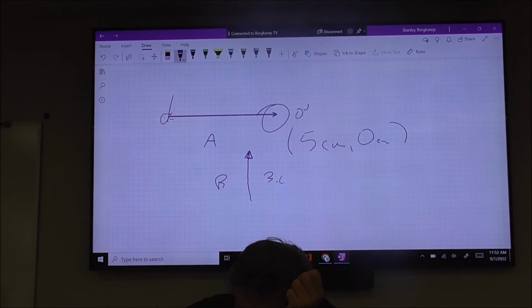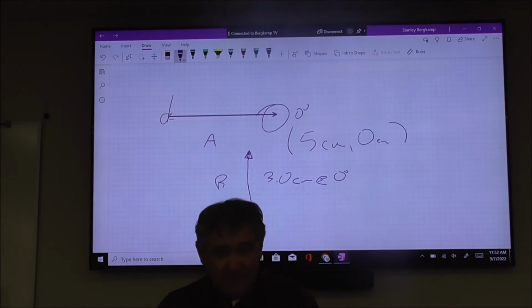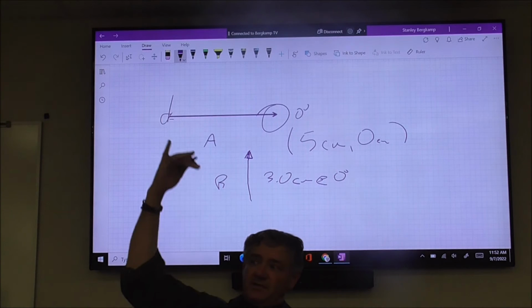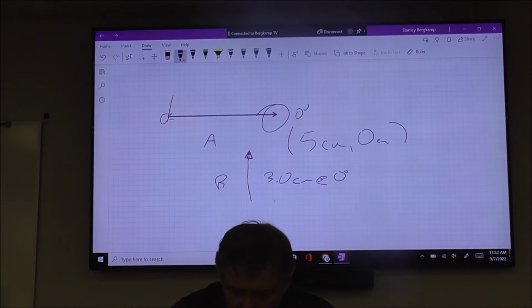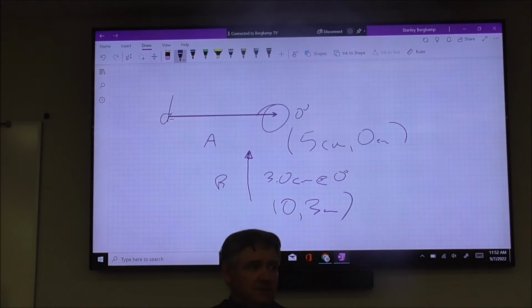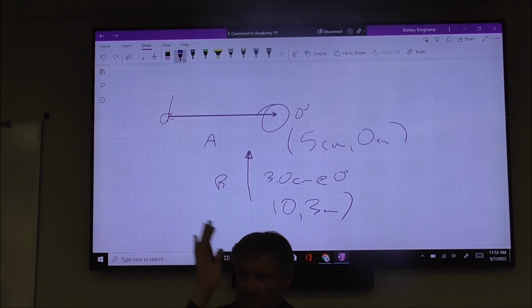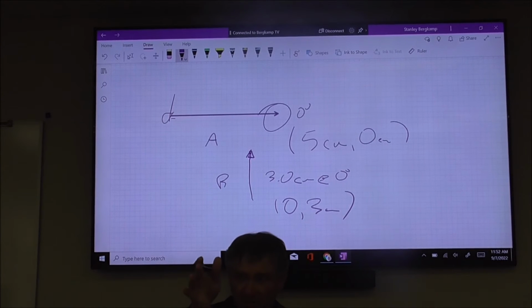So hold on. B is 3 centimeters at 0 degrees. So the other way that I can get to this point is to say, you can go to the coordinate system 0 and 3 centimeters. That's it. So I've got no motion in the x direction. It's all in the y.